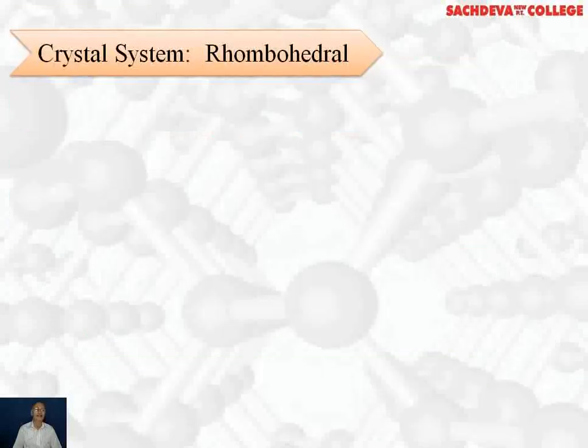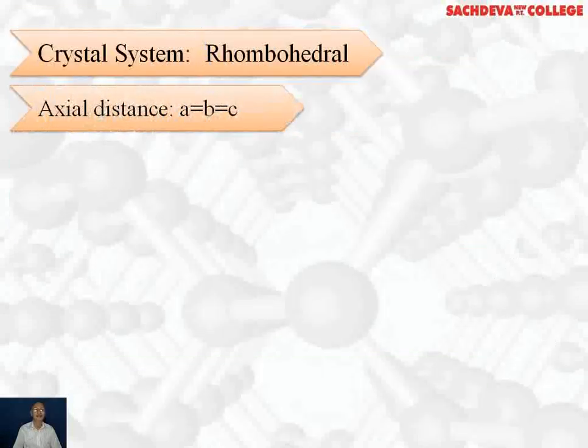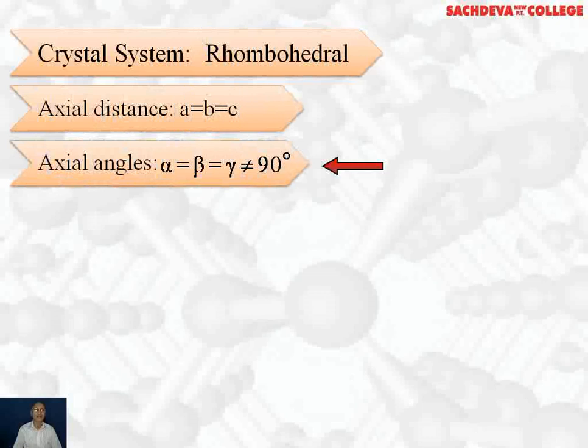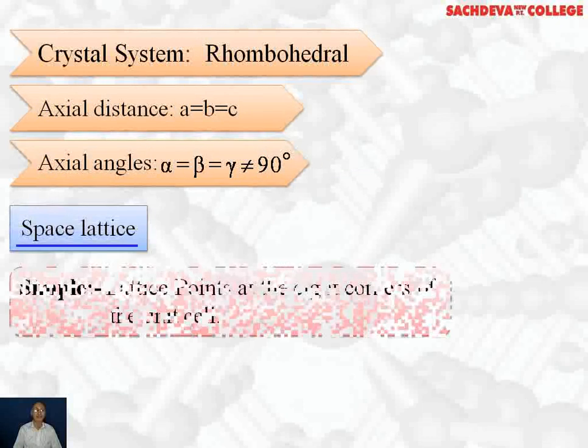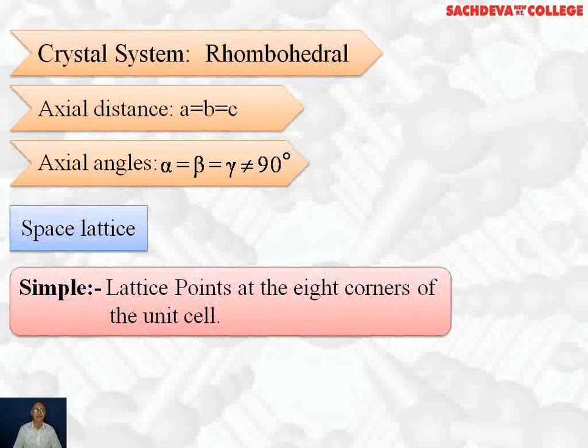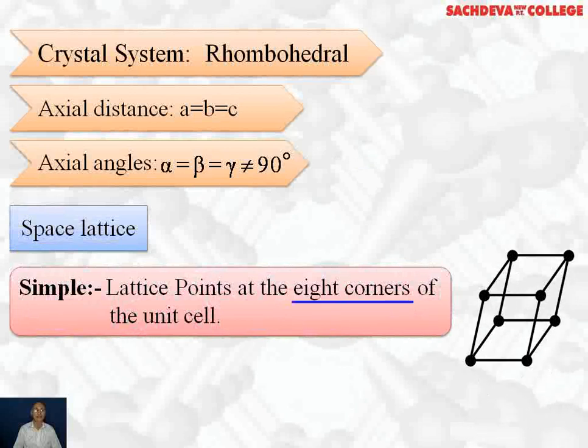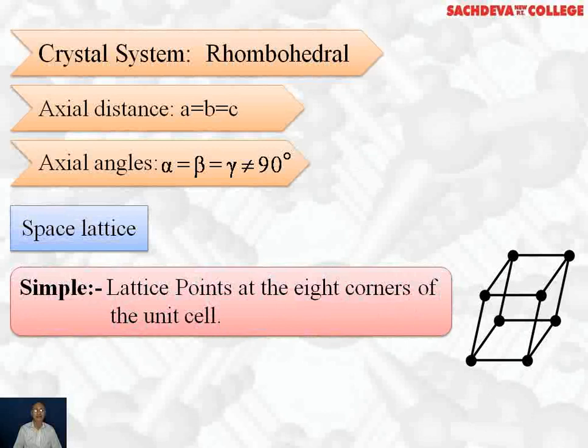Next crystal system we are taking is rhombohedral. In rhombohedral, all the axial distances A is equal to B is equal to C. All axial angles are equal but they are not equal to 90 degree. In space lattice, we have simple cubic, lattice points on the 8 corners of the cube. The shape is slightly different.